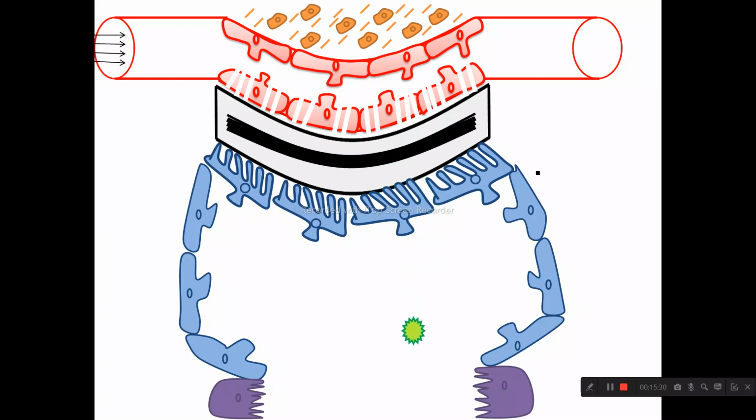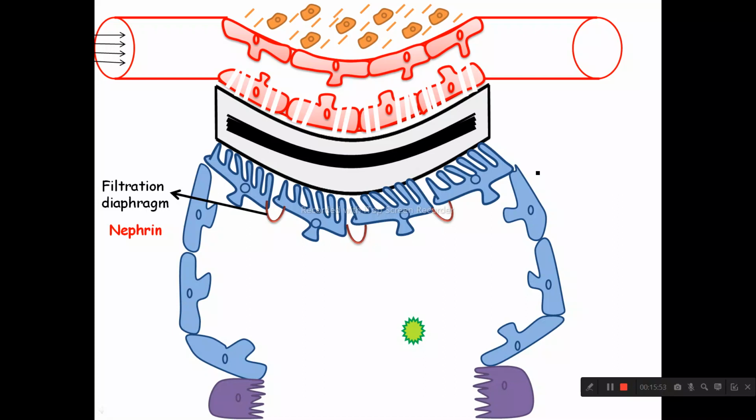Okay, now very recently there is a concept that these filtration slits, as you can see over here, have got a thing known as the filtration diaphragm. Over here and over here also we have got the filtration diaphragm, and this filtration diaphragm is made up of a special protein known as nephrin.